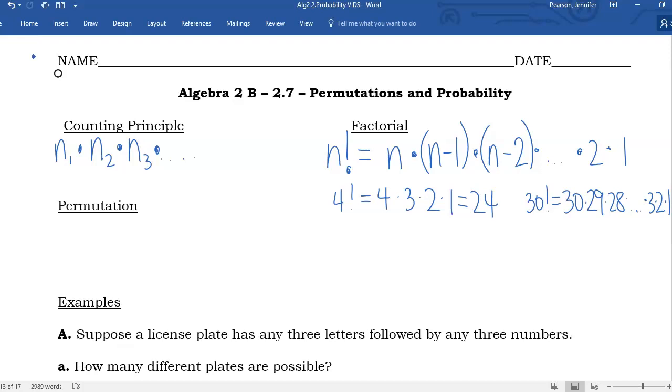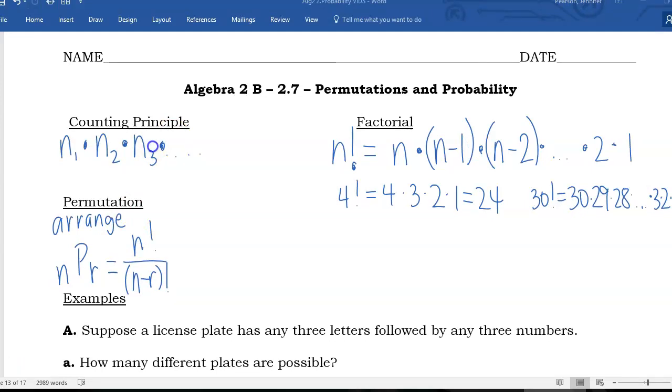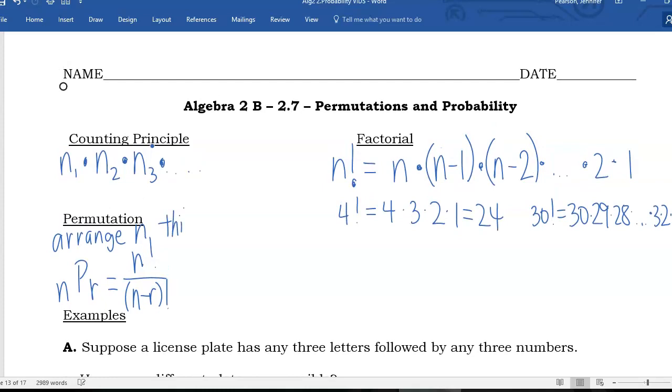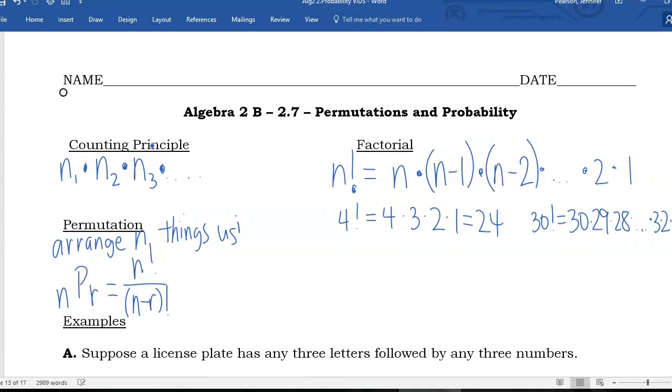Permutation is when we're trying to arrange items, and we're trying to pick things like this goes first, this goes second, this goes third, this goes fourth. And there's a formula for it, but I don't really like the formula too much because I feel like it's kind of confusing. But it's n factorial divided by n minus r factorial. And what you're trying to do is arrange n things, but only using r of them.